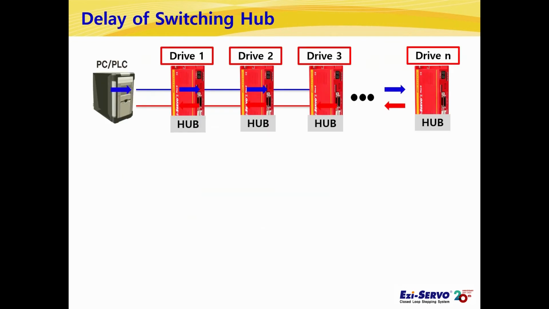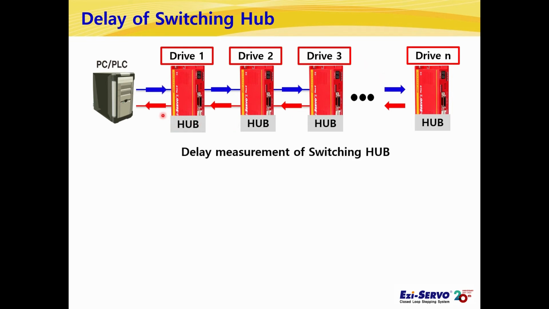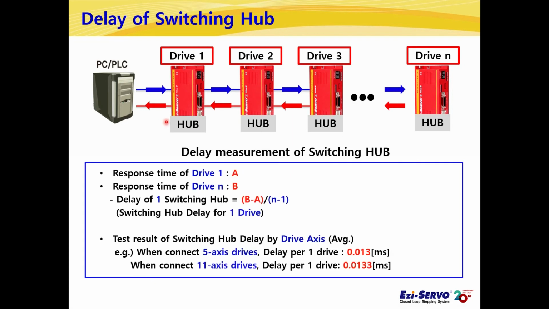In the Ezi-SERVO Plus-E drive, there is an embedded 2-port switching hub. Due to this 2-port switching hub, we can connect up to 254 axes by daisy chain. In this part, I'll show you how to measure the delay of the switching hub. When Ezi-SERVO Plus-E is connected in a daisy chain method as follows, we measured the delay of the switching hub built into the drive.